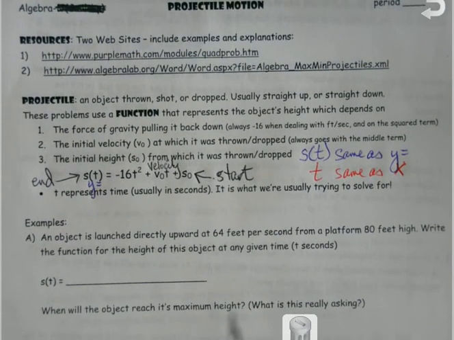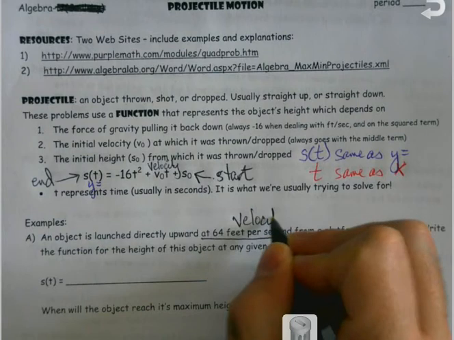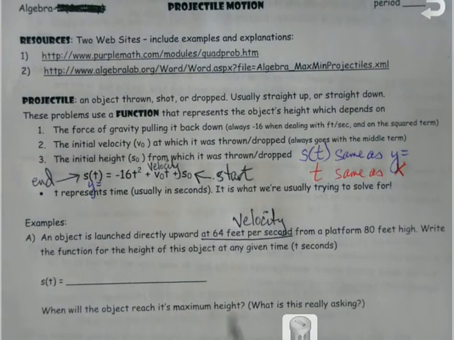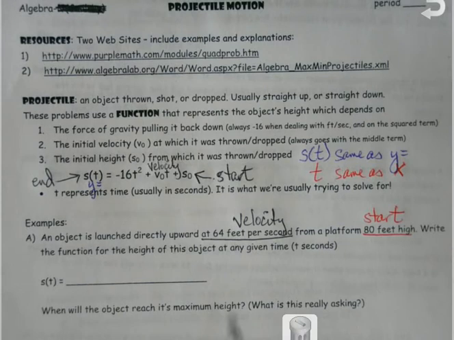An object is launched directly upward at 64 feet per second. So I don't know if you had like a shotgun or just threw it straight. I don't know what it happens to be. At 64 feet per second. That's how fast it is to start. It's my velocity. Sometimes just marking those things down and writing it helps, sort of like when we're doing a vertex. When we keep saying the vertex is negative b over 2a. Working the same thing. From a platform 80 feet high. That's where I'm starting. Write the function for the height of this object at any given time.